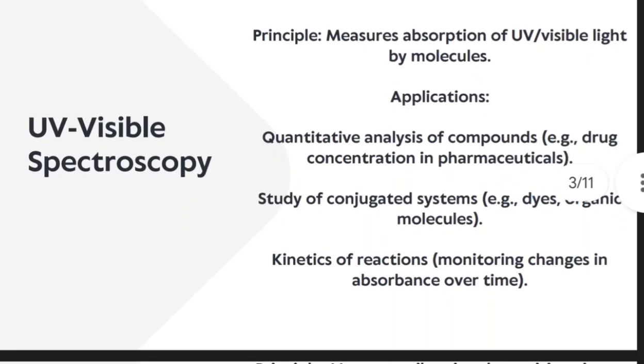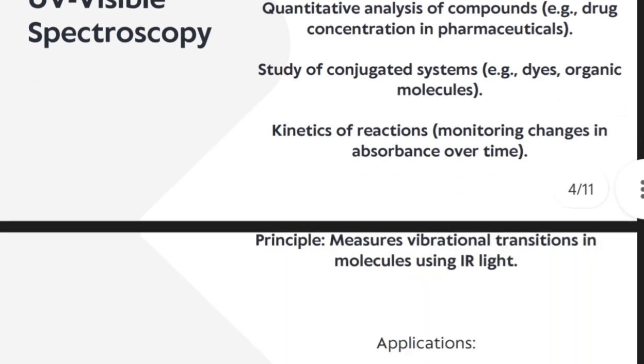There are different types of spectroscopic techniques. The first one we can consider is UV visible spectroscopy. Principle here is it measures absorption of UV visible light by molecules. Applications: it's applicable for quantitative analysis of compounds like drug concentration in pharmaceuticals, study of conjugated systems as in dyes or organic molecules, and even kinetics of reactions can be monitored with reference to absorbance over time.